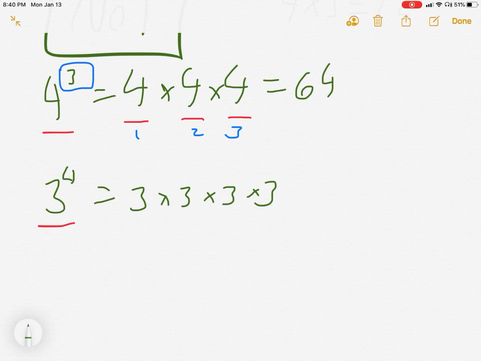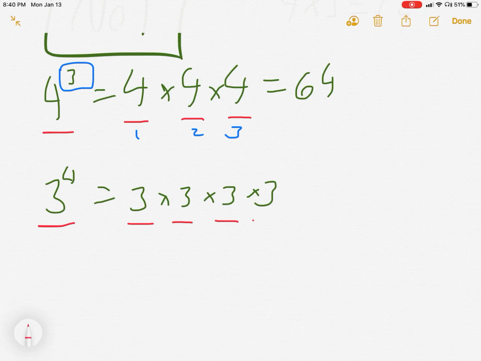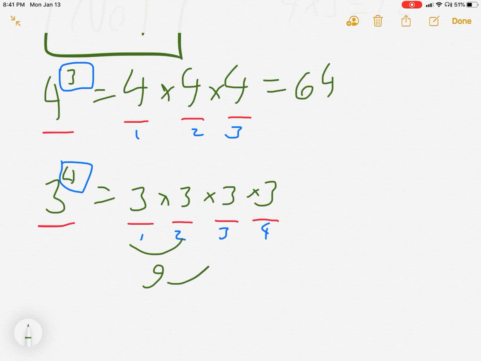Let's try it out. So remember, we've got our base of 3. That means that's the thing that repeats. And our exponent is the amount of times it repeats. So 3 times 3 gives us 9, times another 3 gives us 27, times another 3 gives us 81. So instead of 64, we actually end up with 81 this time. So the order matters because 64 and 81 are not the same thing.